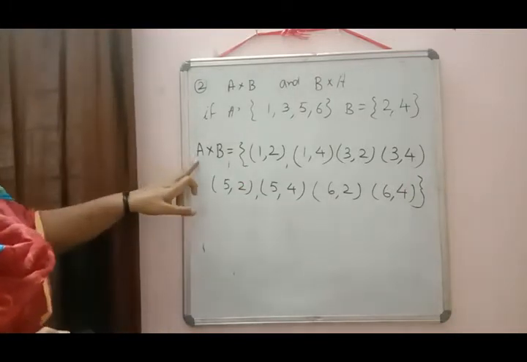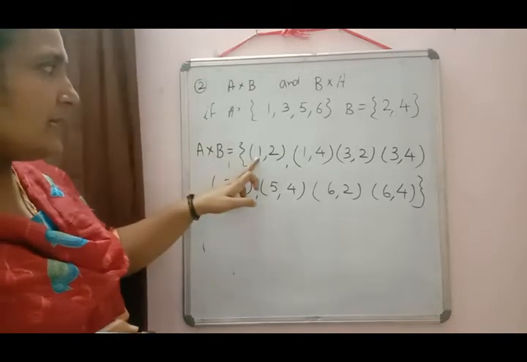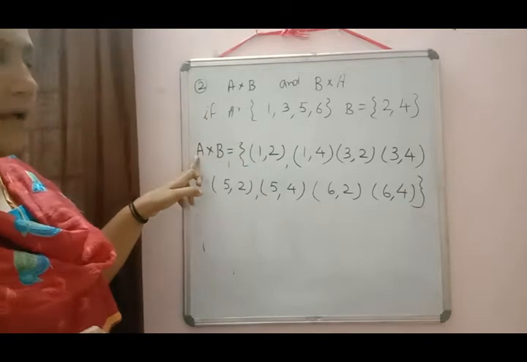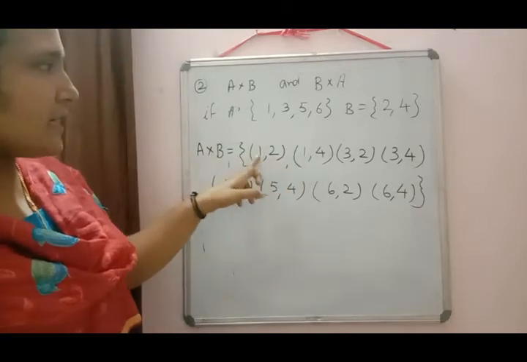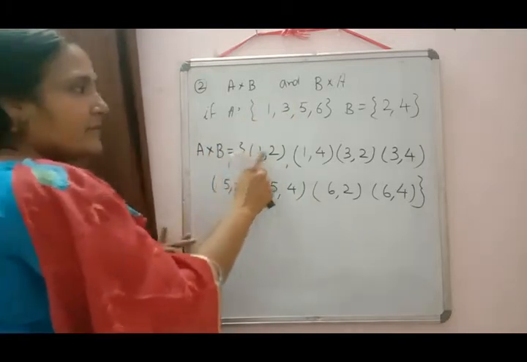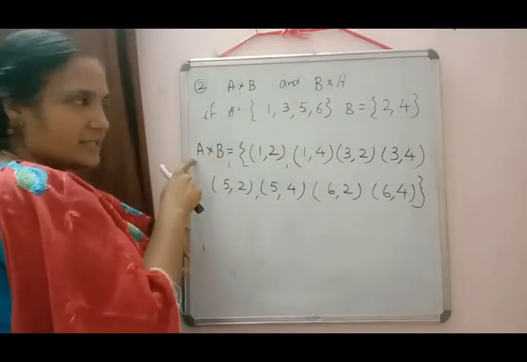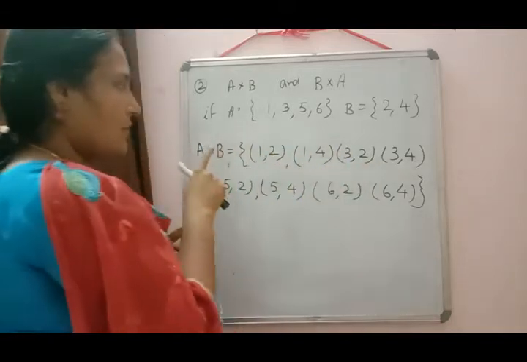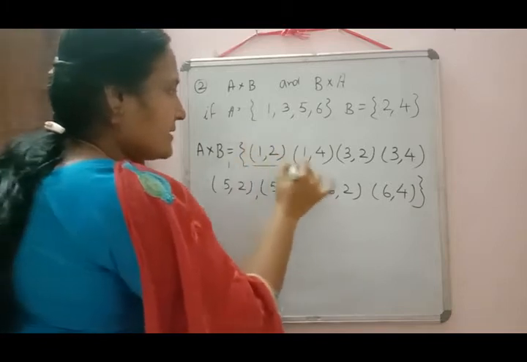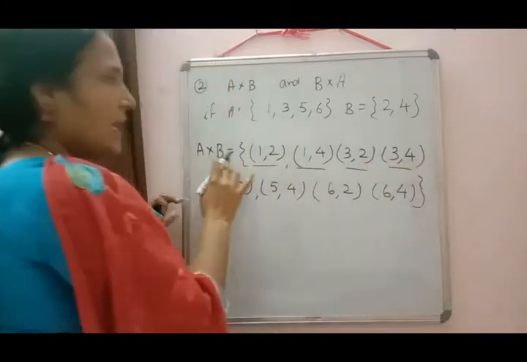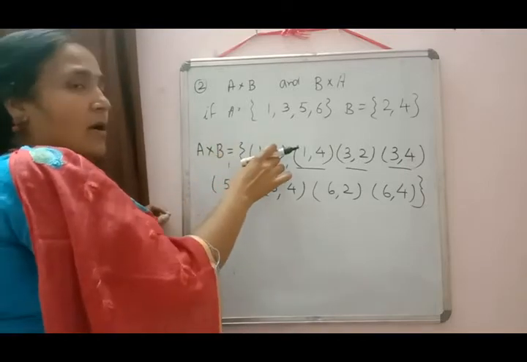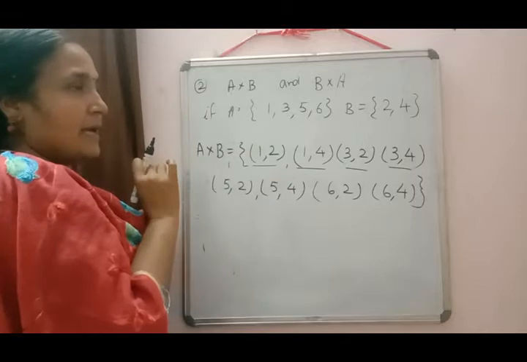Always, if you write A cross B here, in the ordered pair the first element should belong to the set A only. So here our first elements are 1, 3, 5 and 6. So always the first element will belong to the first set and the second element will belong to the second set. All of these are the elements of A cross B, so the elements of A cross B themselves are ordered pairs. 2 numbers will be there.